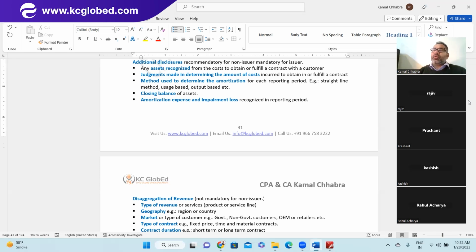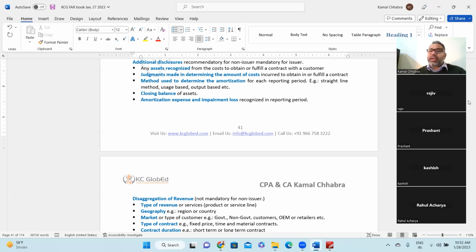What all costs, you might have incurred so many costs, but what all costs are being specifically to obtain that contract? How you have identified them, that you need to disclose, and the method you have used to determine the amortization, like in how much period you'll be amortizing that cost, and what method you'll be using: straight line method, usage based method, output based method, right? And then closing balance of that asset and expenses or impairment loss. All those things you need to be disclosed separately.